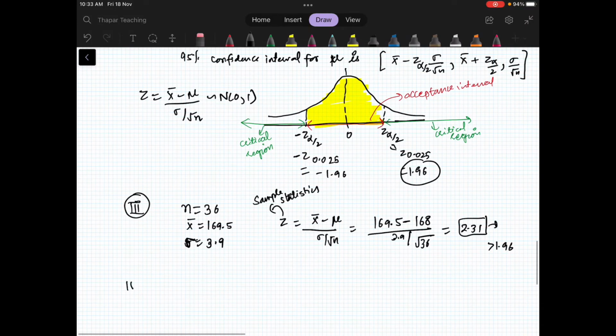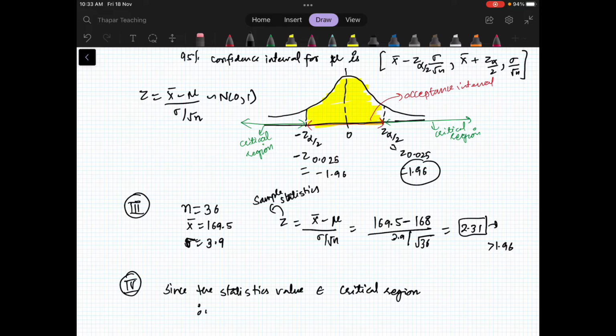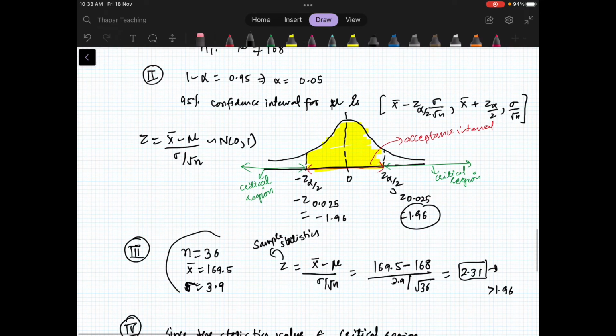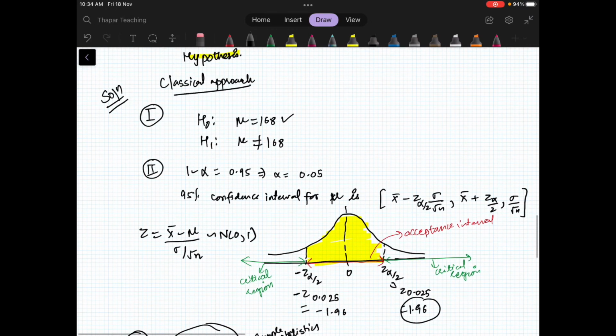So this fourth step is, since the statistic value from the last step belongs to the critical region, therefore we reject h naught, and we write it like this: we reject h naught in favor of h1. Does that make sense? So you see what is happening here, that your data is not supporting your hypothesis. It means that on the basis of the sample which you got, you reject your null hypothesis.